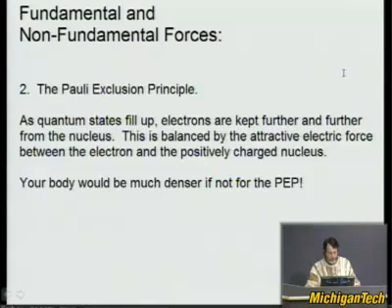All right, it's now 4 days later, and the answer is the Pauli exclusion principle. You knew we had to get to it sometime. So as the quantum states fill up, electrons are kept further and further from the nucleus. It's balanced by the attractive electric force between the electron and the positively charged nucleus. So your body would be much denser if it wasn't for the Pauli exclusion principle. It keeps atoms fluffy. Most of everything is empty space. So there are slightly different reasons why things are empty space.